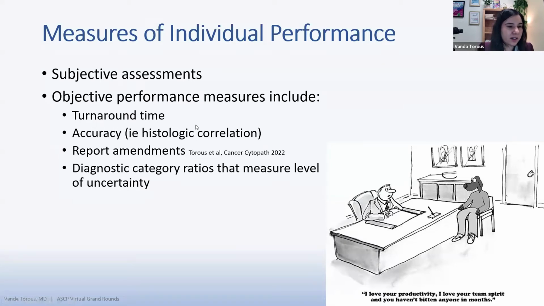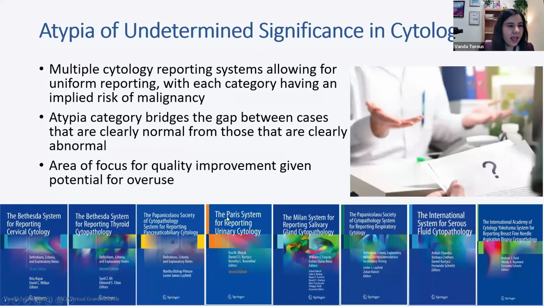measures as well. So this can include a number of different things: turnaround time, accuracy through histologic correlation, amendment reports. We just published our experience looking at amendment reports, because we do look at these closely here at MGH. But what I want to focus on are the diagnostic category ratios that measure a level of uncertainty, because I think there's a lot of attention to this now, for a number of different reasons. And going into that in a little bit more detail.